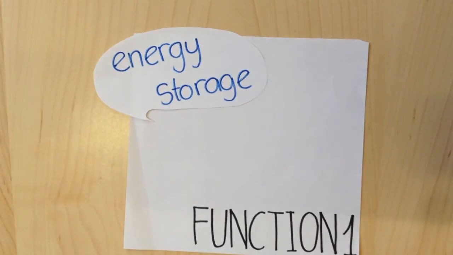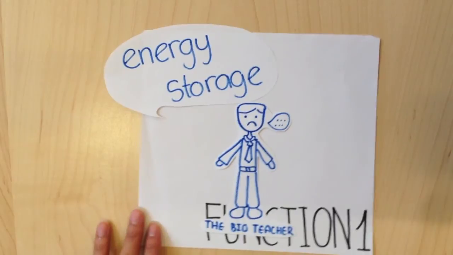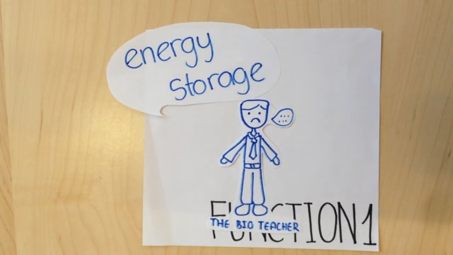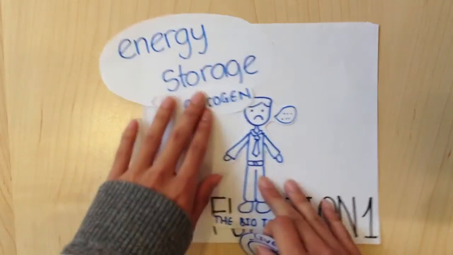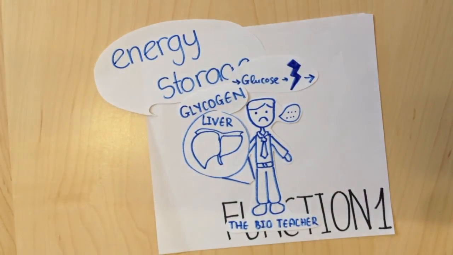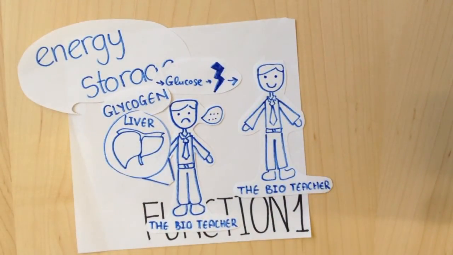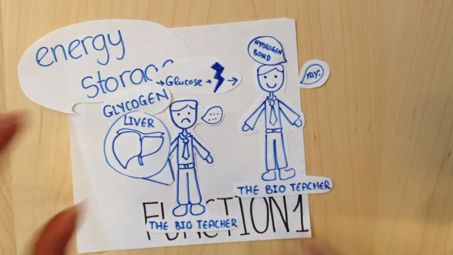And on the other hand, for animals, here's the bio teacher. He's not feeling very well because he's tired and needs energy. So in this case, the glycogen, which is stored in his liver, will be hydrolyzed into glucose and release energy. So our bio teacher will be pretty energetic and he'll go, yay, hydrogen bonds.